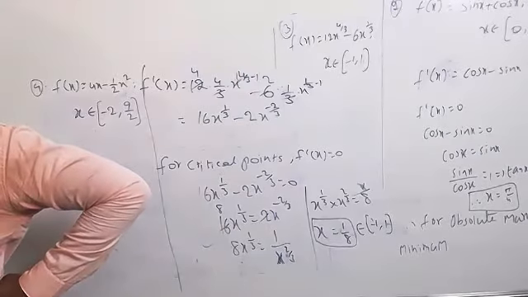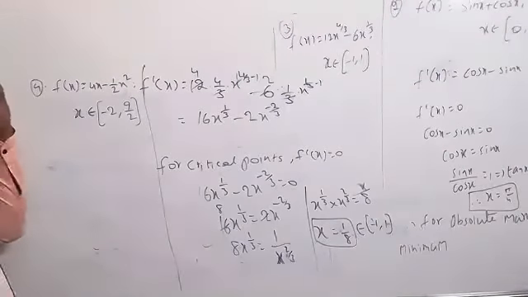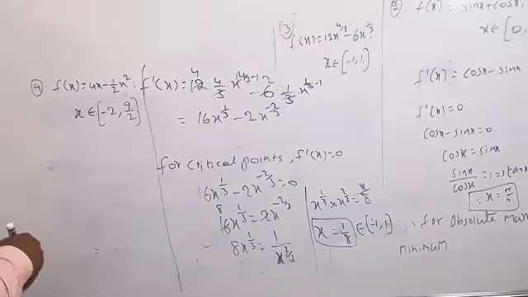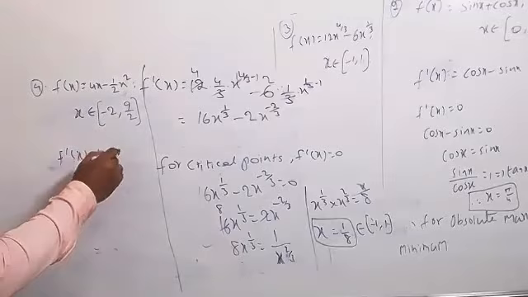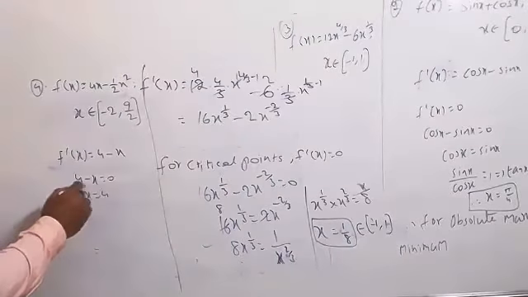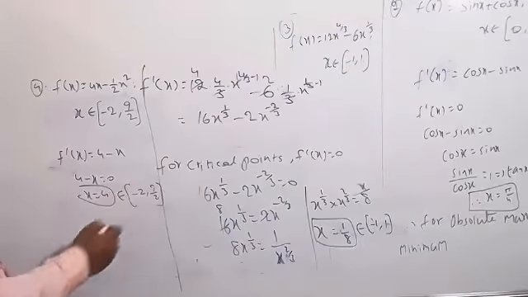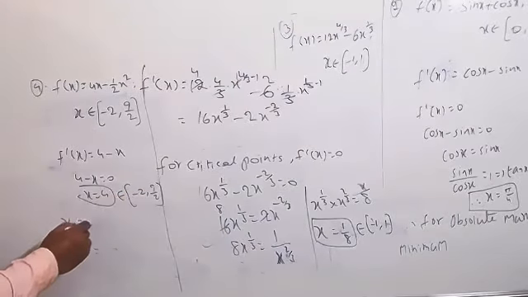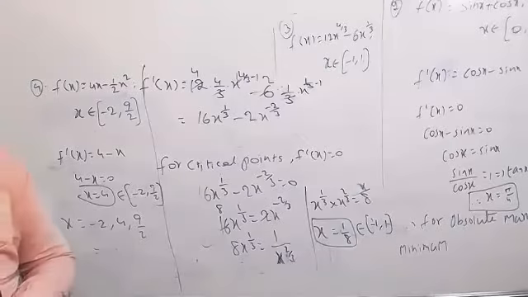Got the answer? I already told you clearly, f dash of x we got is 4 minus x. That means 4 minus x equals 0, so the value of x equals 4. Clearly it belongs to the closed interval minus 2 comma 9 by 2. Now find the values at x equal to minus 2, 4 and 9 by 2. Substitute these three values one by one in the given function and verify.